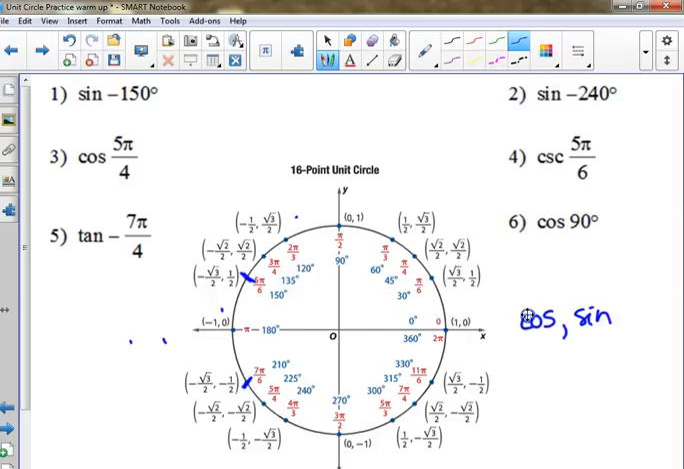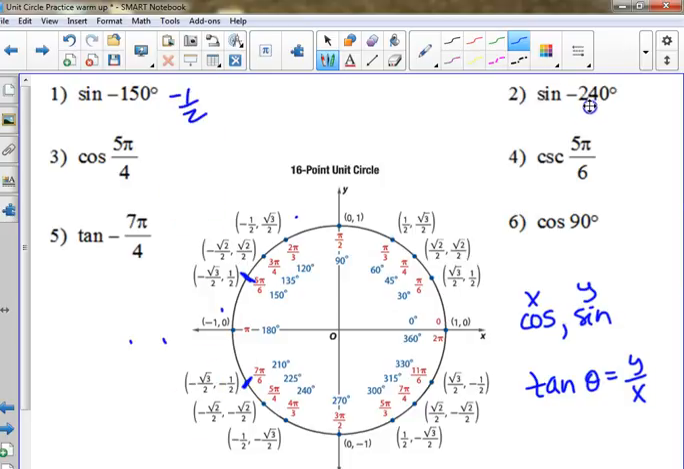Cosine, sine, x, y, and tangent is? Did you know it's slope? Tangent is slope, y over x, okay? So sine over cosine, or y over x. All right, back to this. The sine is what, guys? At this spot, negative 1/2.